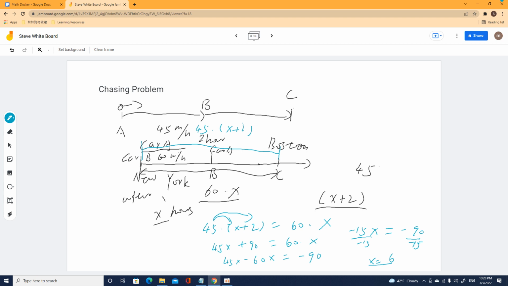So that is the typical chasing problem. Everyone remember, in order to solve the chasing problem, the important thing is you draw a diagram like this. You analyze which one goes first and which one goes second, and what the time difference between the two cars is, and analyze the distance. Then you get the equation, and after you solve the equation you get your solution. So that's a typical chasing problem.